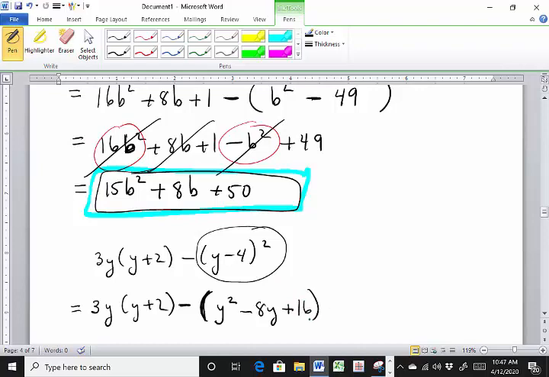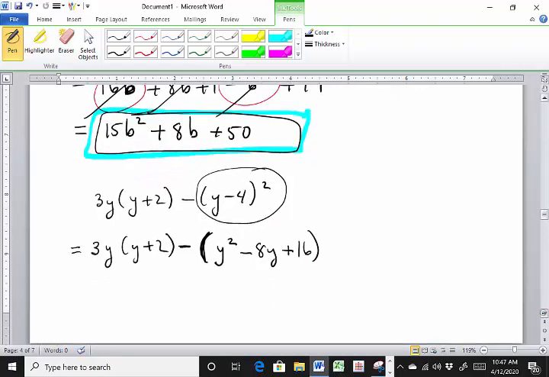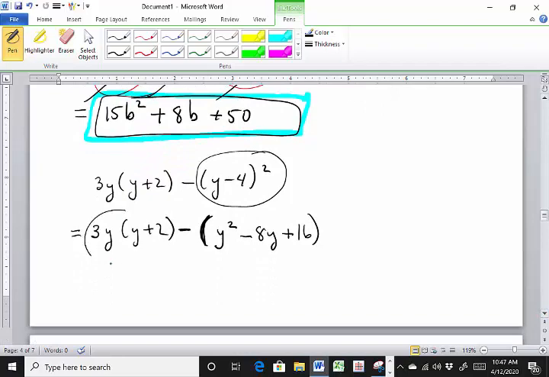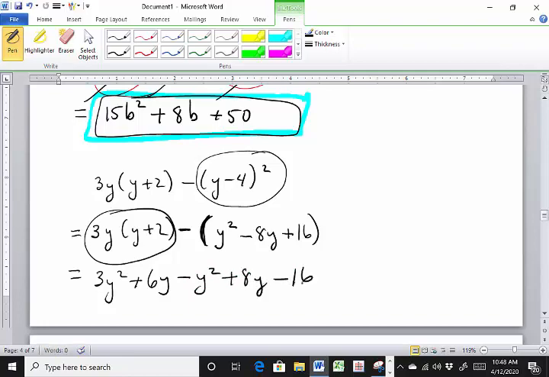Okay? Then we're going to perform any type of multiplication. Well, here it is right here. So it's a monomial times a binomial, nothing special. Just use the distributive law. So that's 3y squared plus 6y. Then we're going to take the opposite of everything in there. So it's minus y squared plus 8y minus 16, right?